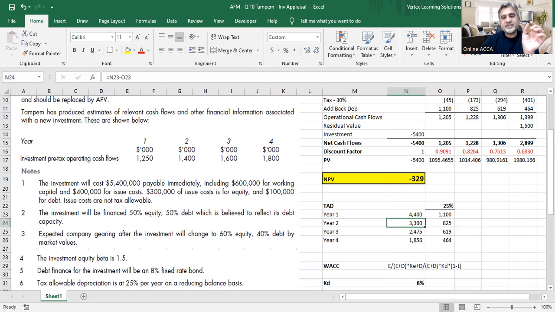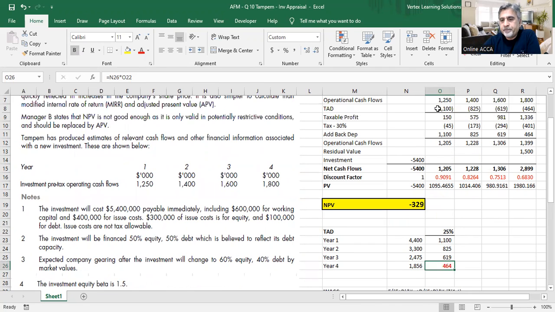Because it is on the reducing balance method, 25% goes, 1.1 million in depreciation in year one. So in year two, my asset becomes 3.3 million. I depreciate 25%, 825,000. Then in year three, year four. Now, the book value at the end of year four is 464,000, because the remaining you have already shown as depreciation in your books. You already got the tax benefit on that.